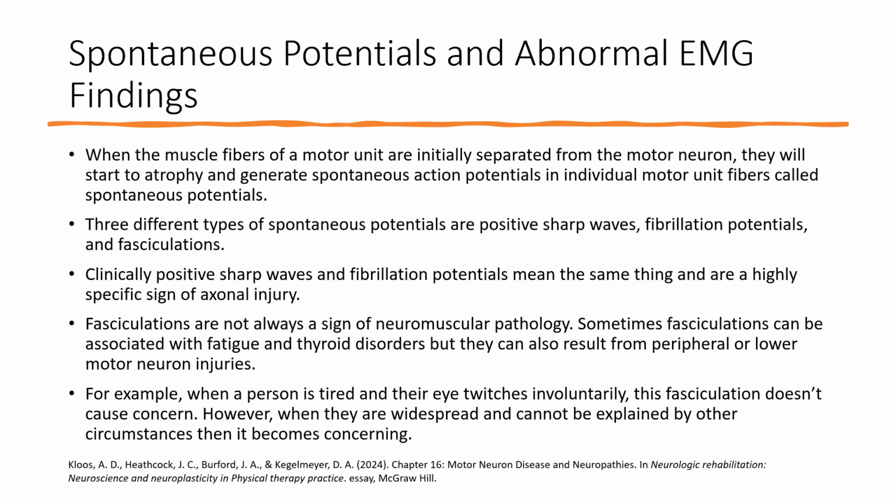Sometimes fasciculations can be associated with fatigue and thyroid disorders, but they can also result from peripheral or lower motor neuron injuries. For example, when a person is tired and their eye twitches involuntarily, this fasciculation doesn't cause concern. However, when they are widespread and cannot be explained by other circumstances, it becomes concerning. By understanding these findings, it can help us pinpoint the type and the extent of the nerve damage.